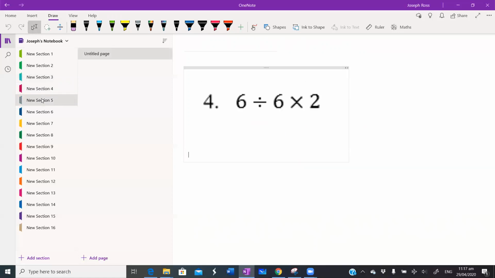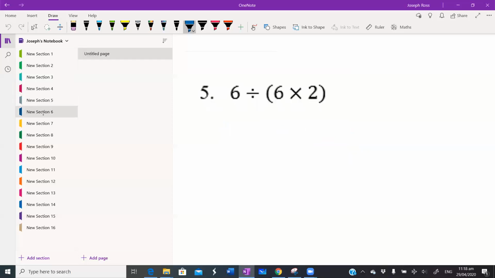Next question we have is 6 divided by 6 times 2. Do we have any brackets here? We don't. Do we have any exponents here? We do not. Any division and multiplication? Yes, it's all division and multiplication, so we're working left to right. In other words, we're doing the 6 divided by 6 first. So 6 divided by 6, which is 1, times 2, and if we calculate that, we get 2.